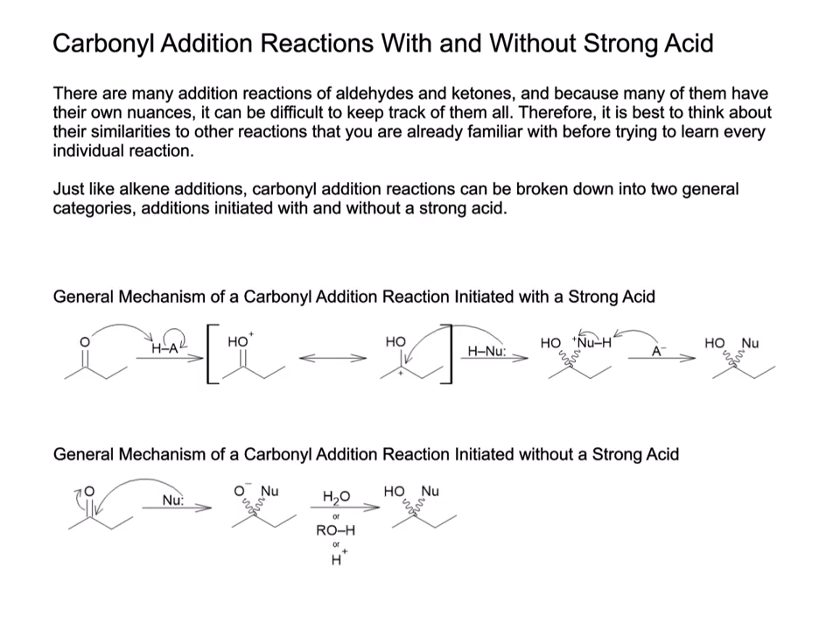Just like alkene additions, carbonyl addition reactions can be broken down into two general categories: additions initiated with and additions initiated without a strong acid. On the bottom of this page, I show the general mechanism for carbonyl additions with and without a strong acid. Once you start going through all of the individual reactions, you'll begin to see why it's so powerful to break down these reactions into these two simple types.